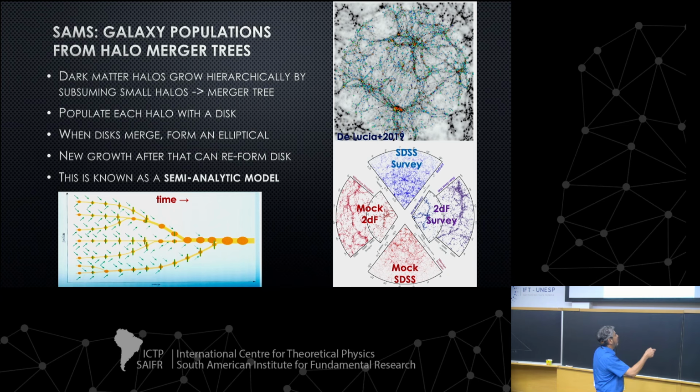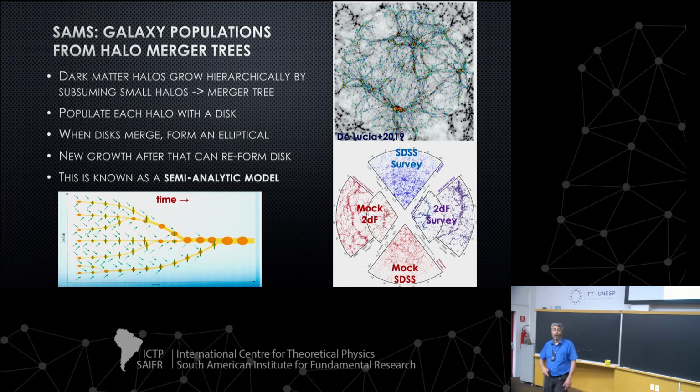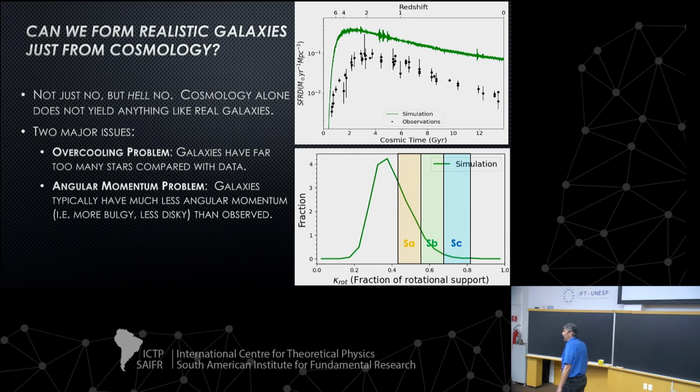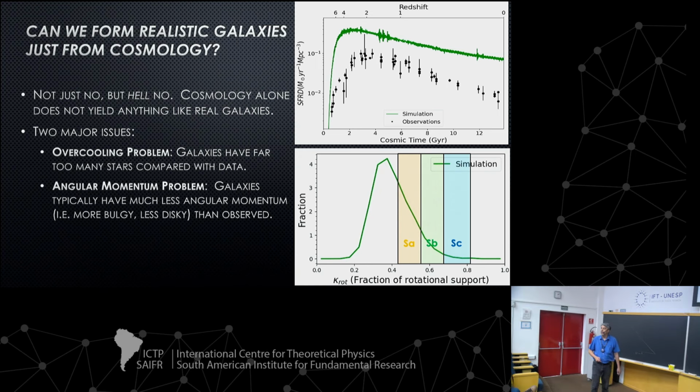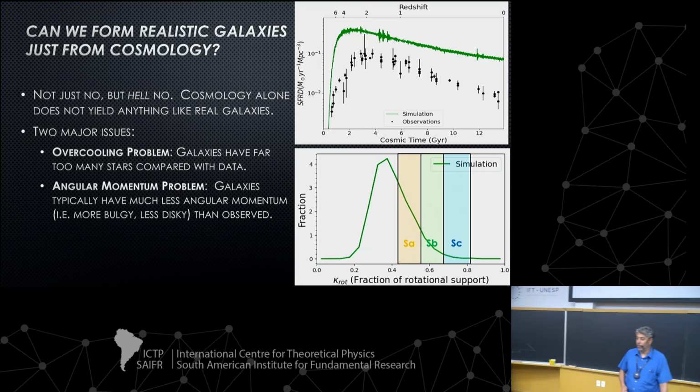And if you track the star formation, you can say that these dense regions are full of these red elliptical-like galaxies, and the filament structures have more of the blue star-forming galaxies. So that's really good, right? That sounds like it all makes sense. But does it actually? And the answer is not only no, but hell no. Okay? This thing looks nothing like real galaxies. Okay, why? Two big problems, okay?